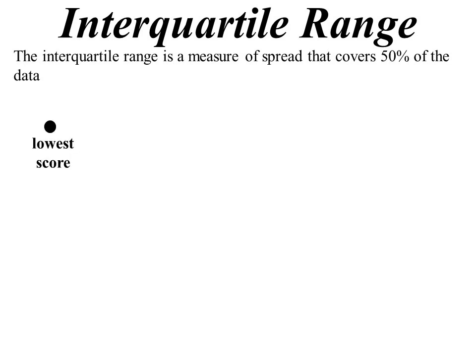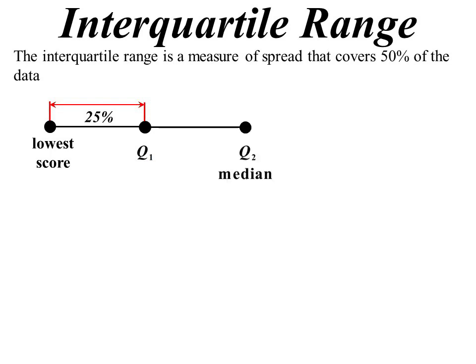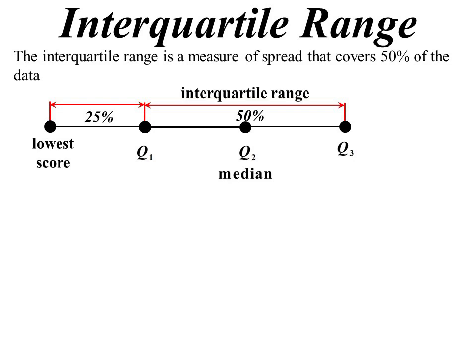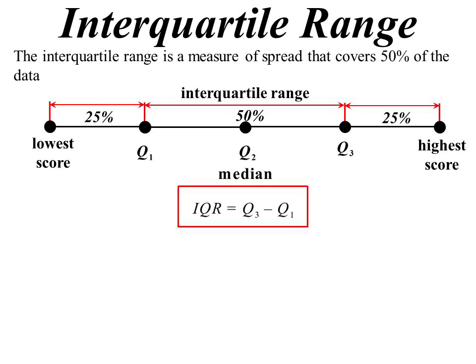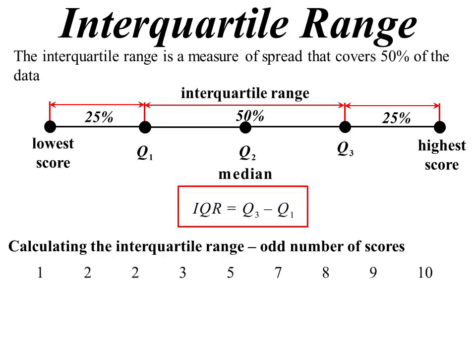So you have your lowest score down there, which would go up to Q1, 25%, which would go up to the median, or Q2, which would then go up to Q3, and there's your interquartile range, and then up to the highest score altogether. Okay, so our interquartile range is Q3 minus Q1, as opposed to the overall range, which would be highest minus lowest. Now, how do we calculate it?